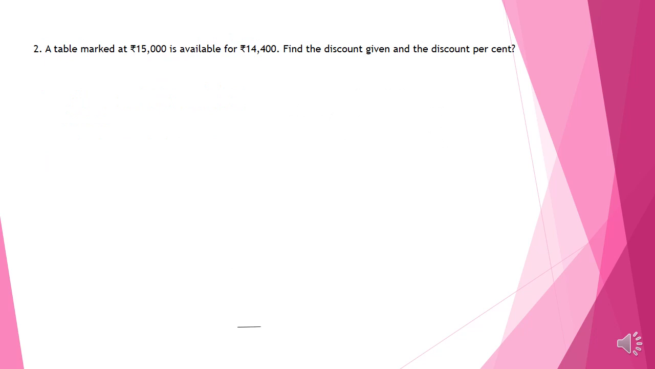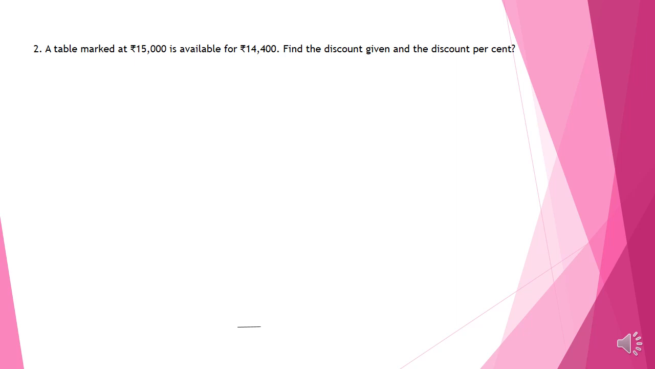Question number 2. A table marked at rupees 15,000 is available for rupees 14,400. Find the discount given and the discount percent. Children, in the question we have marked price and sale price. So we are asked to find out discount and discount percent. And you know the formula for discount. Discount is equal to marked price minus sale price. So we can find discount directly. Then we have to find the discount percent using unitary method or formula method.